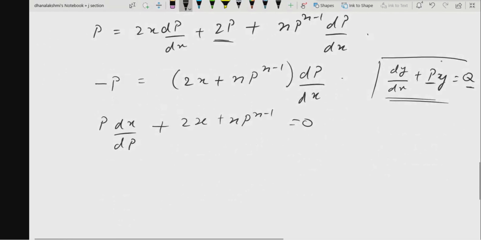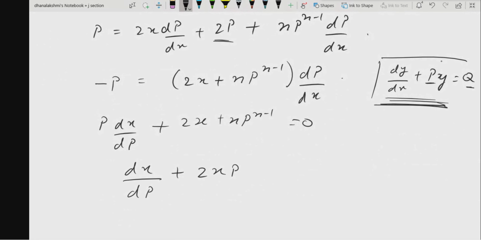Yet it is not in the standard form. It is linear, but not in this form. So if I rewrite that in this form, I'll get dx by dp plus 2x by p is equal to minus n into p to the power n minus 2, since I have taken p common, so n minus 2 I will get. Now is it correct? Yes, ma'am.